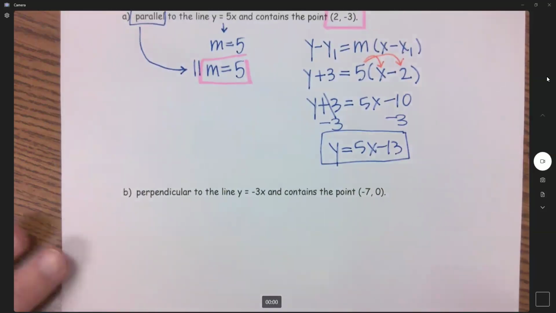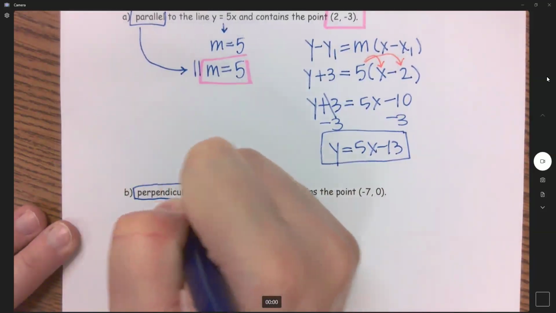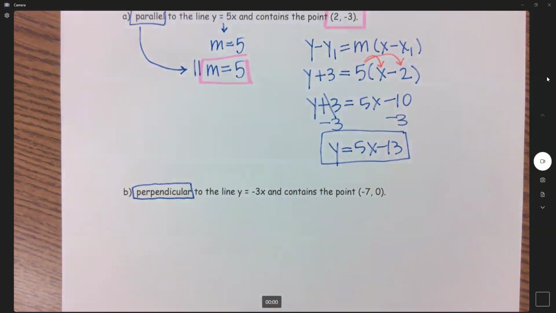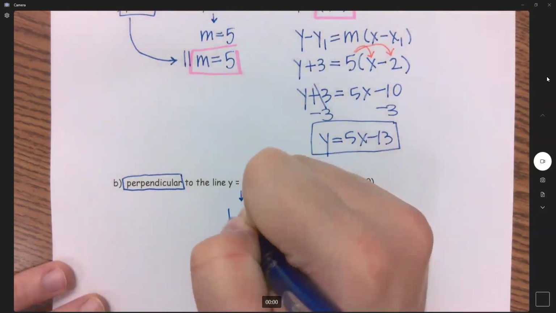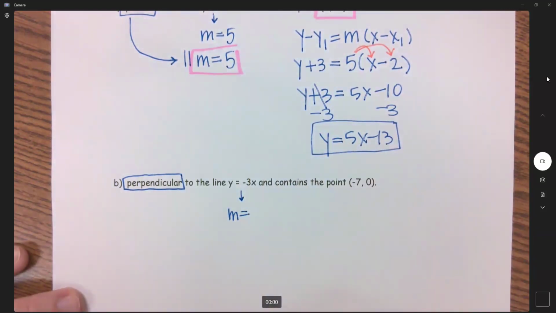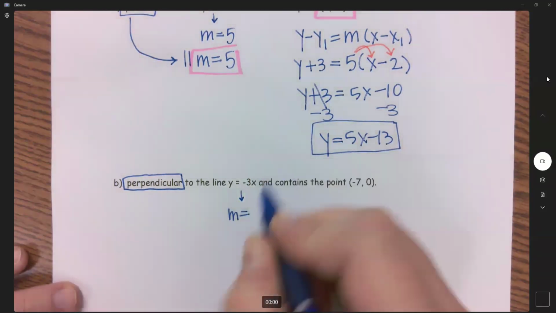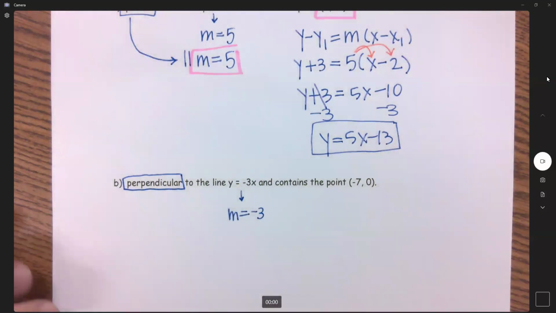Now in part B, I want a line that is perpendicular to the line y equals -3x and contains the point (-7, 0). And they're always going to tell you parallel or perpendicular. Then use your information from up here. What is my slope of the equation that they give me? Okay, hopefully you said -3. It is not -3x. It is what's in front of that x.